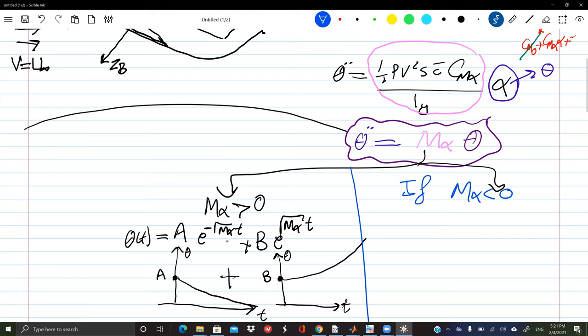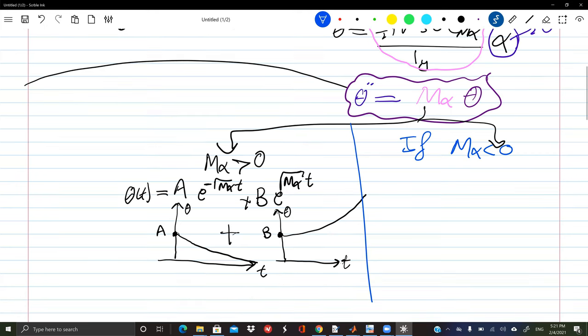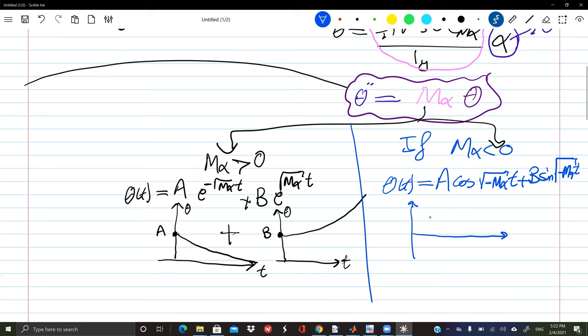What is the solution? Well, it's not exponential anymore, because we cannot take the square root of a negative number, or it will give you i and j, and the exponential will be cosine and sine. So the solution here, if you recall your differential equation course, is simply cosine and sine. Again, A cosine omega t, which is square root of negative M alpha t, plus B sine square root of negative M alpha t. All right. So the solution is cosine and sine. Just give me the initial condition and it will just oscillate indefinitely with time. So at least it's not blowing up.